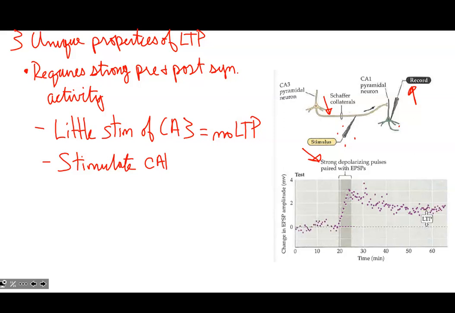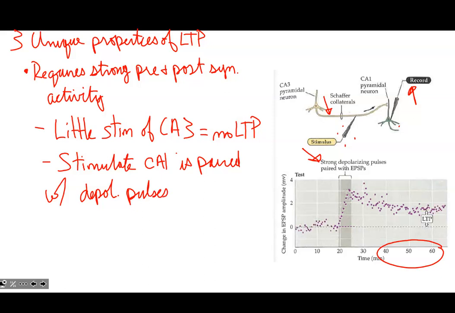triggers LTP, right? Again, we're looking long term, so we have to look minutes out. And so you can see that it's the combination of both that are going to be necessary to have an effect. So what can we say here? So when CA1 stimulation is paired with the depolarizing pulses to the CA3 axon, right, this induces LTP.